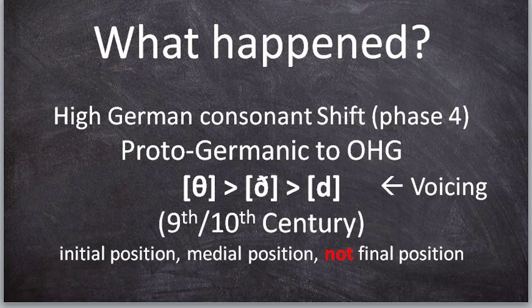In this particular phase, from Proto-Germanic to Old High German, the sound th, as in thin in English, became th, as in then in English, and then evolved into a d sound. This is called voicing in linguistics, because th as in thin is unvoiced, and th as in then is voiced. And when that's voiced further, it becomes a d sound.